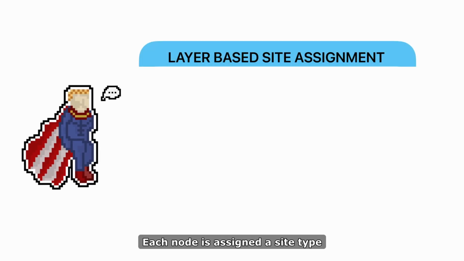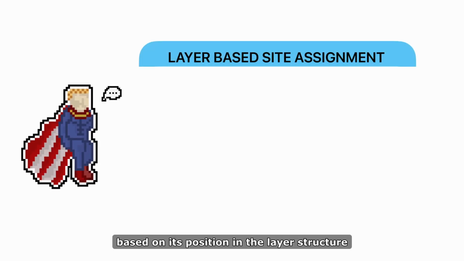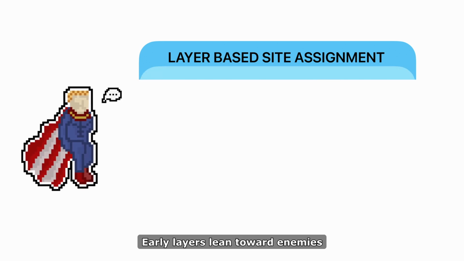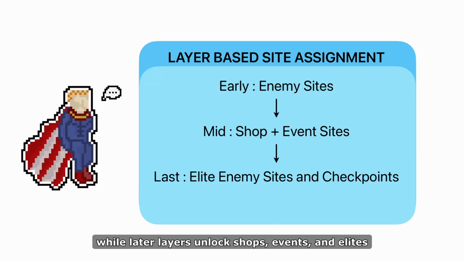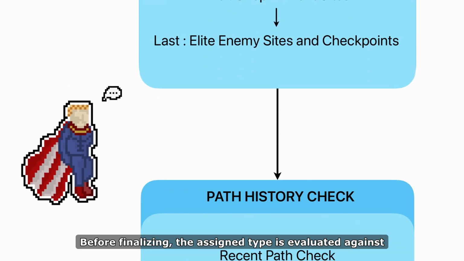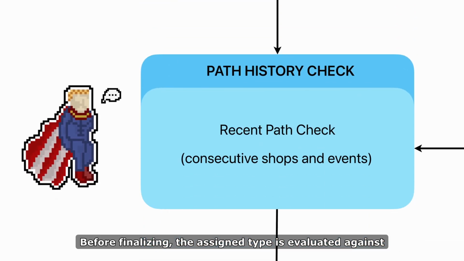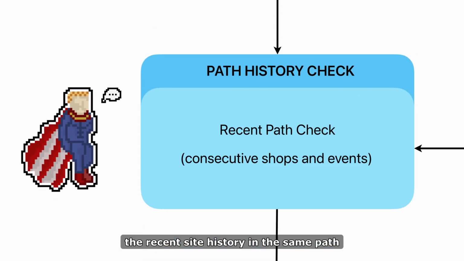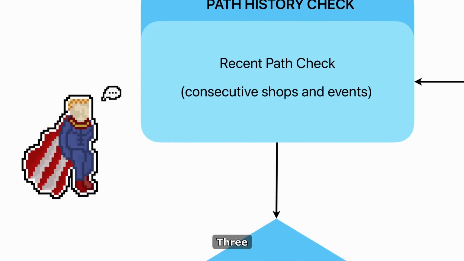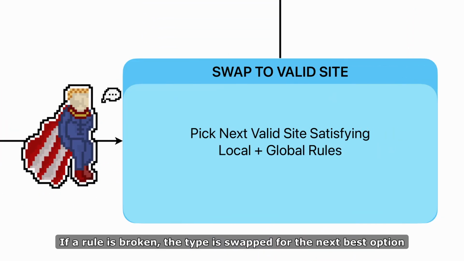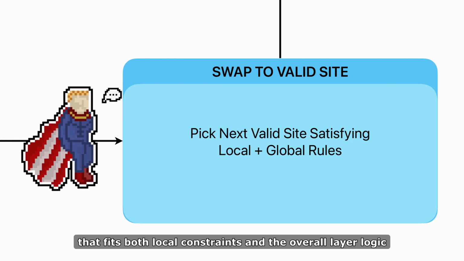1. Each node is assigned a site type based on its position in the layer structure. Early layers lean more towards the enemies, while later layers unlock shops, events, and elites. 2. Before finalizing, the assigned type is evaluated against the recent site history in the same path, preventing consecutive shops and triple events. 3. If a rule is broken, the type is swapped for the next best option that fits both local and the overall layer logic.